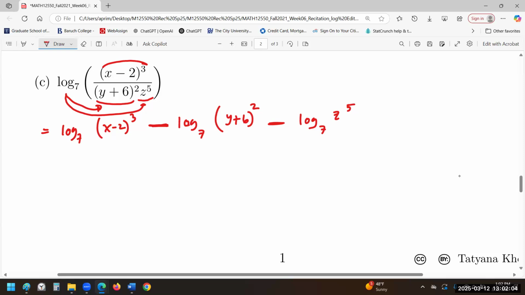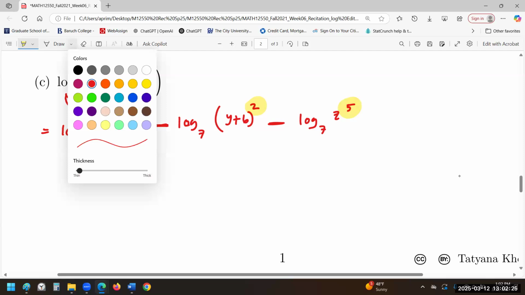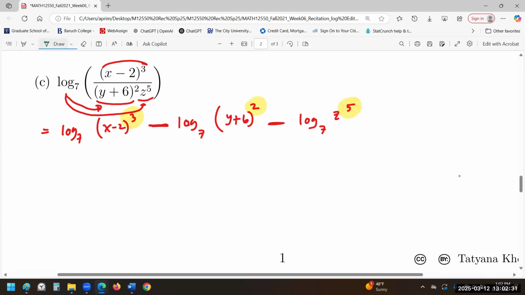And now we are going to the power rule. Log hates power. So anytime it sees any type of power, you must bring it down as a coefficient. So the first power it hates is 3. Then it hates 2. Then it hates 5. All of these, we have to bring them down. So we get 3 as a coefficient, 2 as a coefficient, 5 as a coefficient. All of them become coefficients.